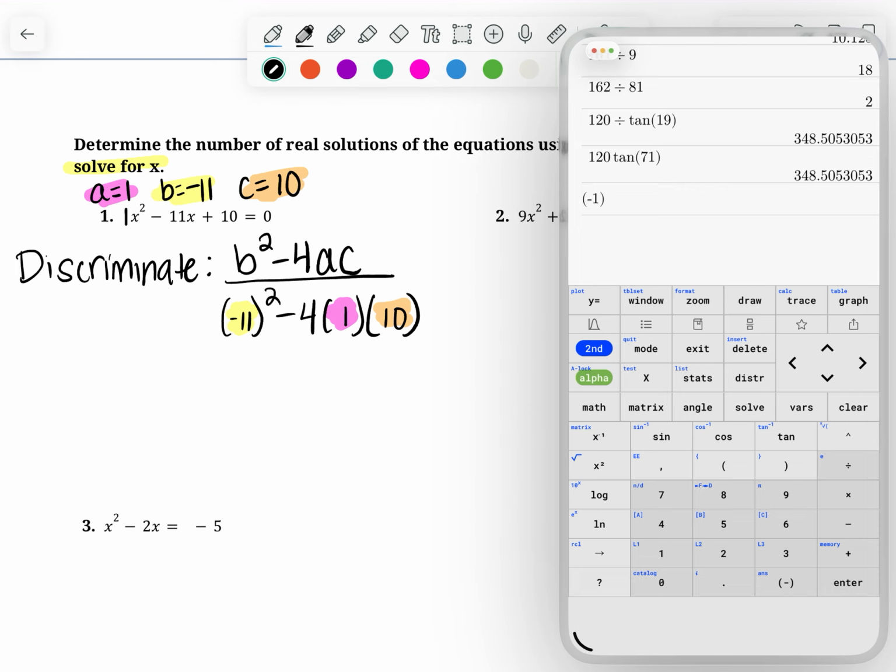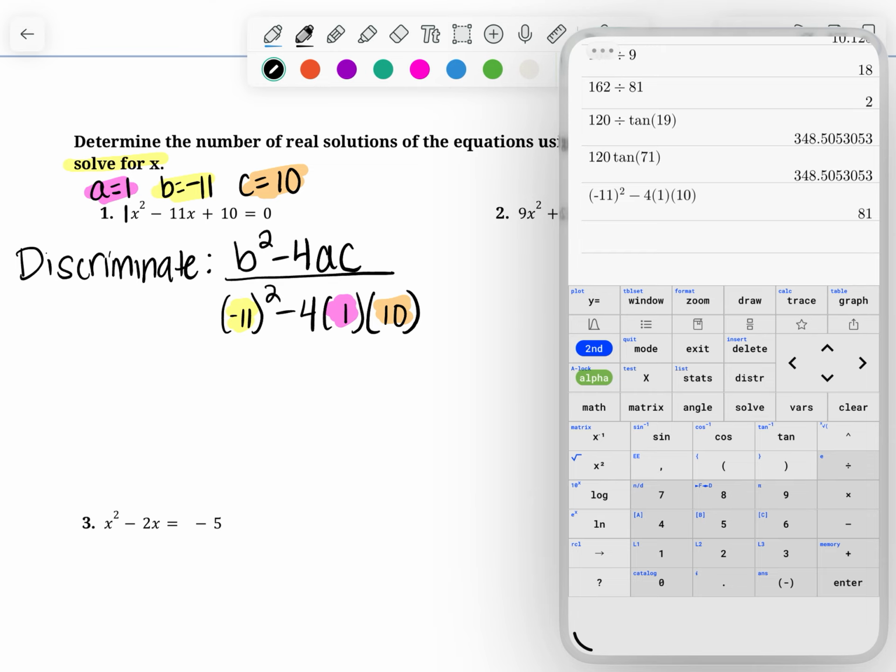Make sure that you put the right number in and close the parenthesis before you square it. Minus 4, and then you put parentheses 1, parentheses 10, so the calculator knows that if you just do parentheses, it's times. So that's 4 times 1 times 10. So you're going to get 81. So the discriminant is equal to 81.